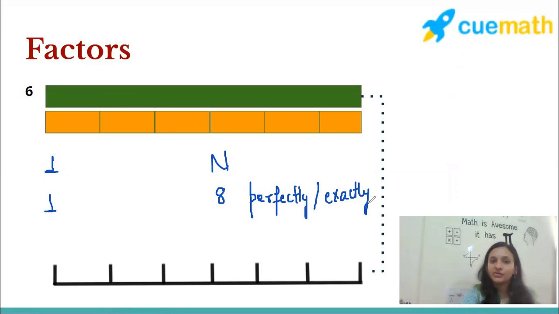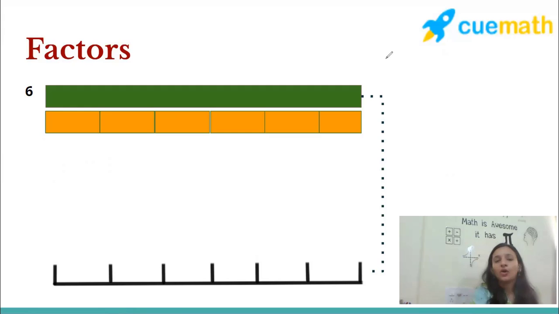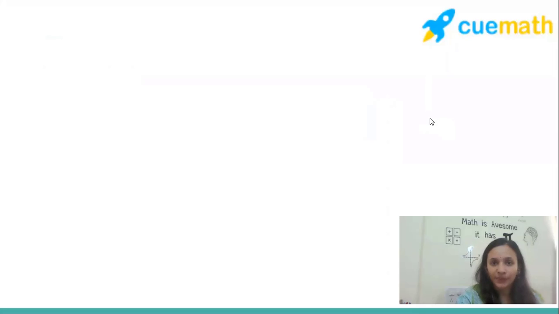So I hope you have understood what basically a multiple is and what a factor is. There are many more properties that come along with factors and multiples. We'll not go in depth, as I said at the start of the class, because we have limited time. Now that you've understood what factors are, we'll be trying out some questions.